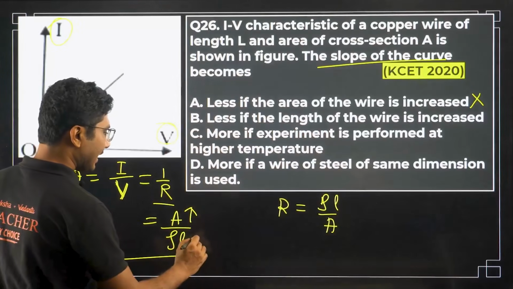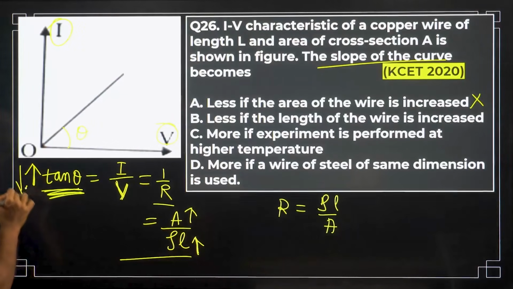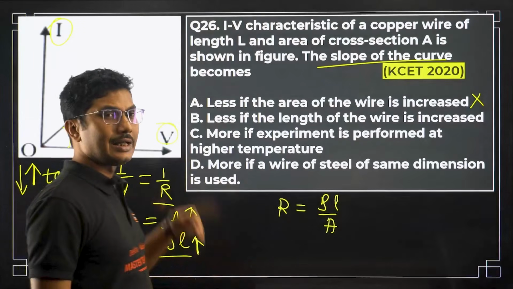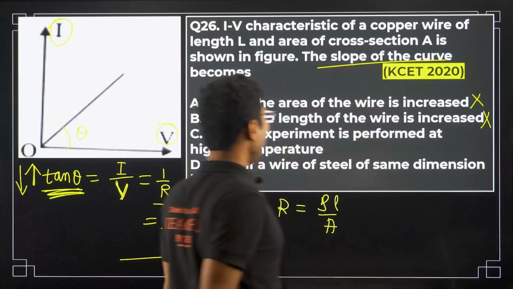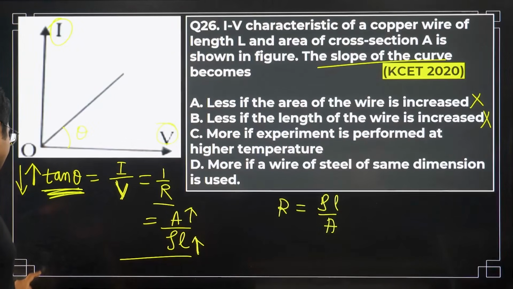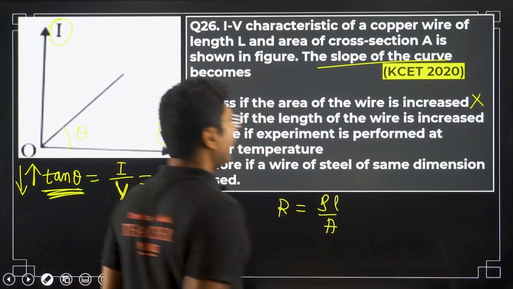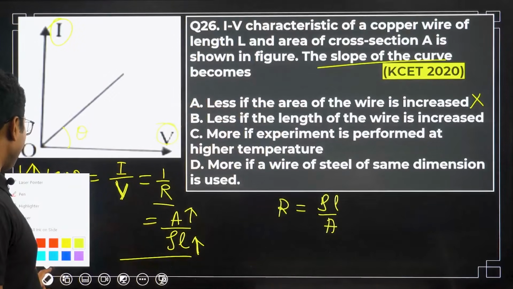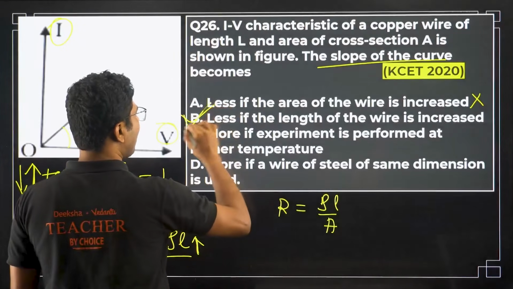Less if the length of the wire is increased. If you increase the length, then the slope decreases, not increases. So less if the length of the wire is increased. Yes, this is correct. Less if the length of the wire is increased. So if you increase the length, the slope decreases. So definitely option B is correct.